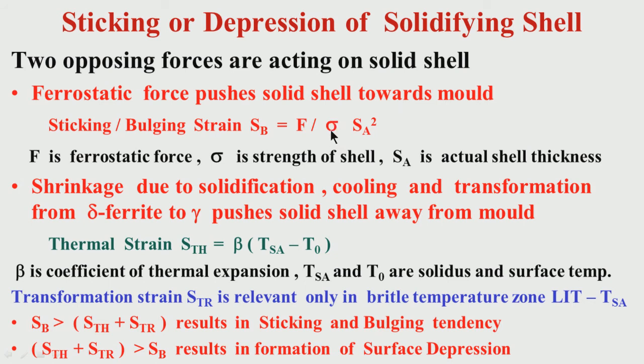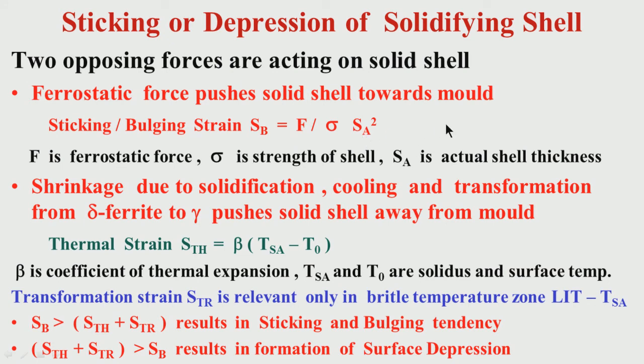Here it is important: if it is delta, the strength is lower. If it is austenite solid, I am talking of the solid shell, the strength of the shell, whether it is delta or gamma, is very important, because the strength will depend on that. Normally austenitic solid shell has about 5 times more strength. Please remember this. If it is delta, the strength is low; if it is gamma, strength is more.